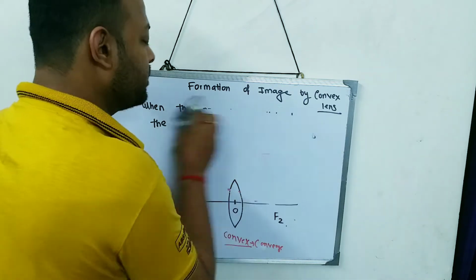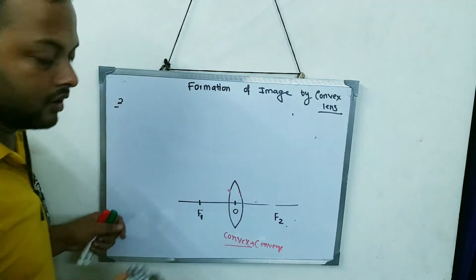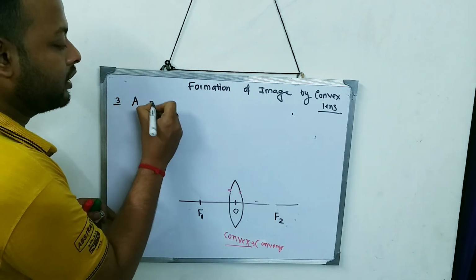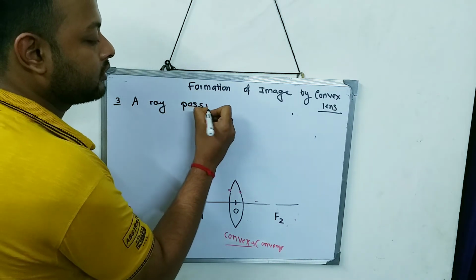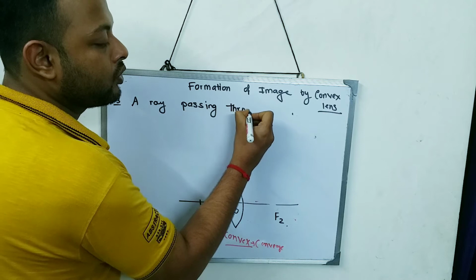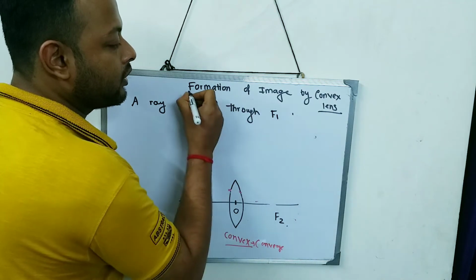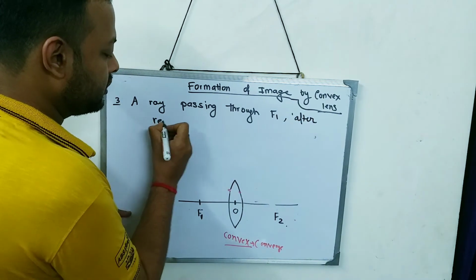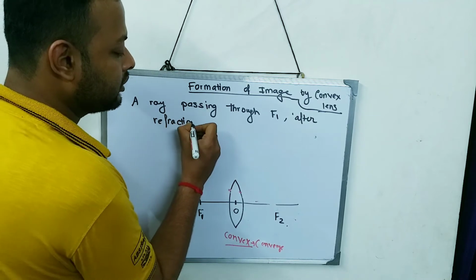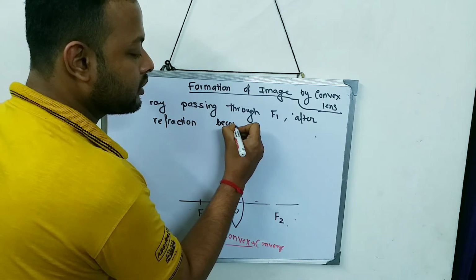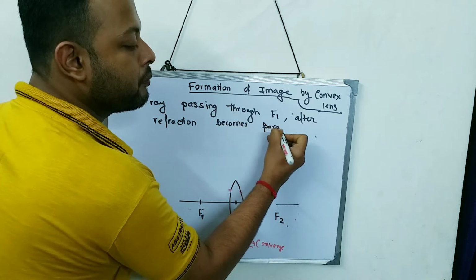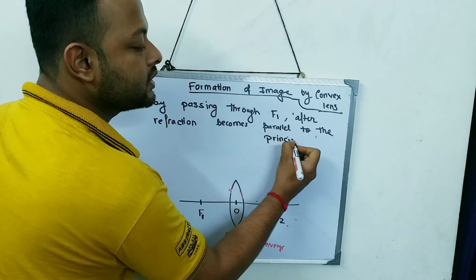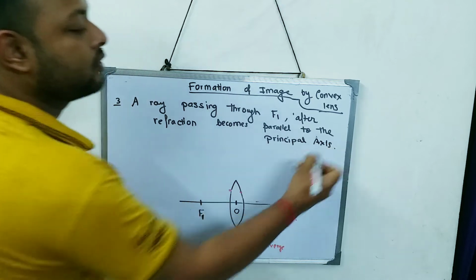The third rule says what? The third rule says a ray passing through F1, a ray which is passing through F1, after refraction becomes parallel to the principal axis. This is the third rule, which is also very important.